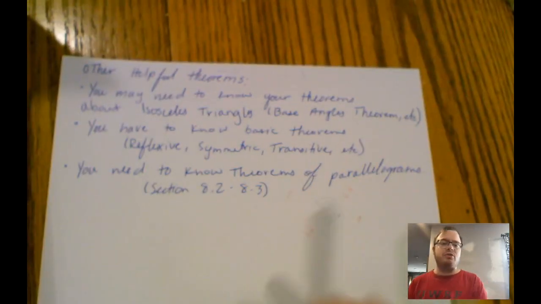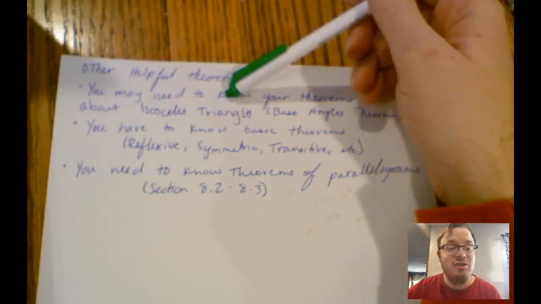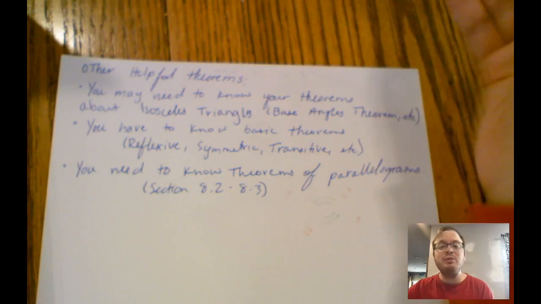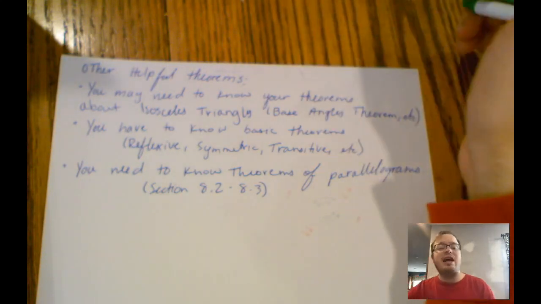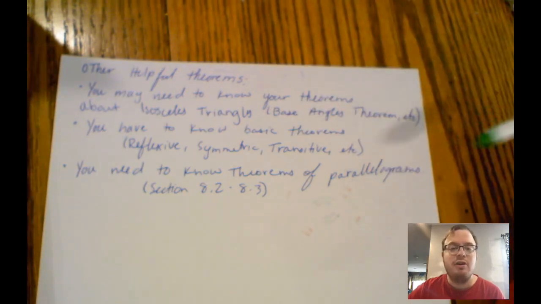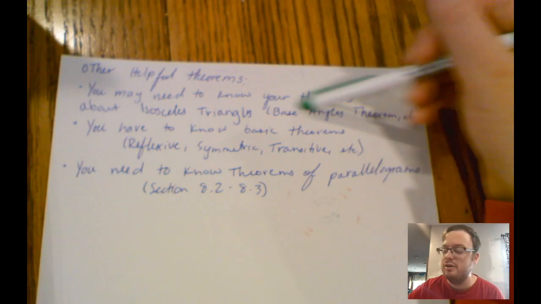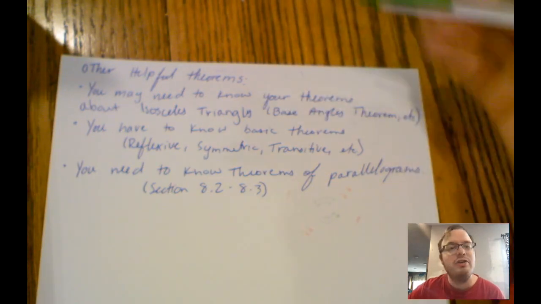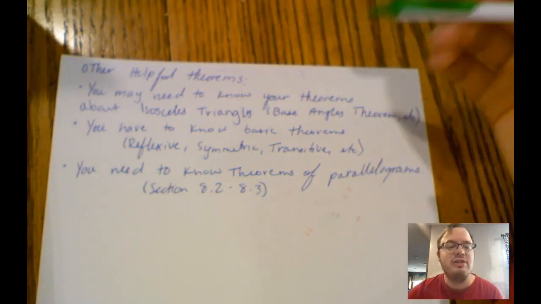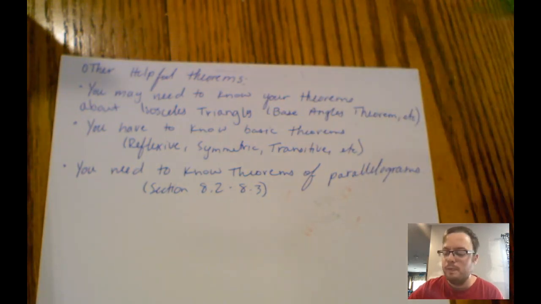To help you out a little bit more, I also have some other helpful theorems that are good to know. One is you should probably know your theorems about isosceles triangles, because this one does deal with isosceles triangles. One theorem that I think is really good to look back over is the base angles theorem, and other isosceles triangle theorems. Base angles theorem is one of those that I'm hinting you toward when I say isosceles triangle theorems.